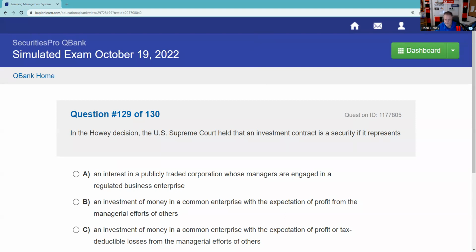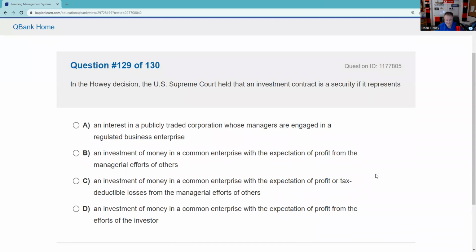Well, here we go. The Howey decision. Right now, our SEC chairman is debating with cryptocurrency guys whether they're selling securities. Gary Gensler taught cryptocurrencies at MIT. So, this is a famous thing. An investment of money in a common enterprise with the expectation of profit or loss. That's definitely the definition at C. I would remember that. I would make a flashcard for that.